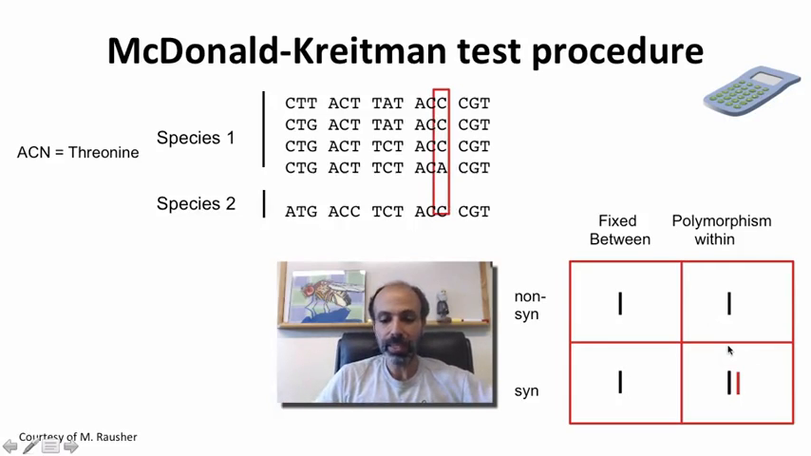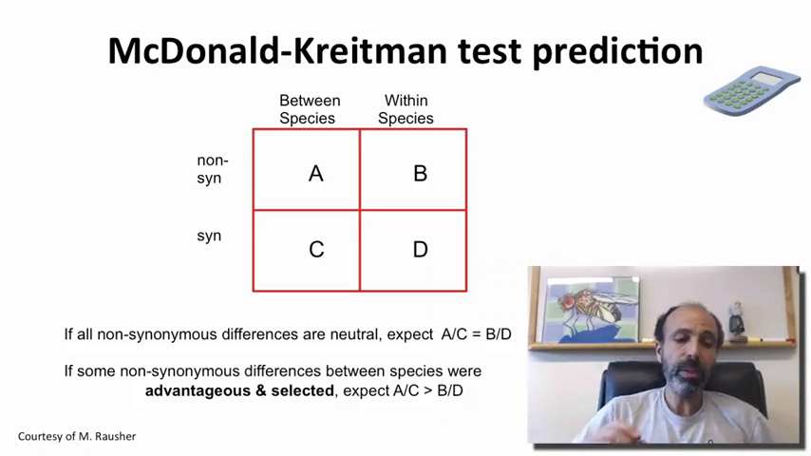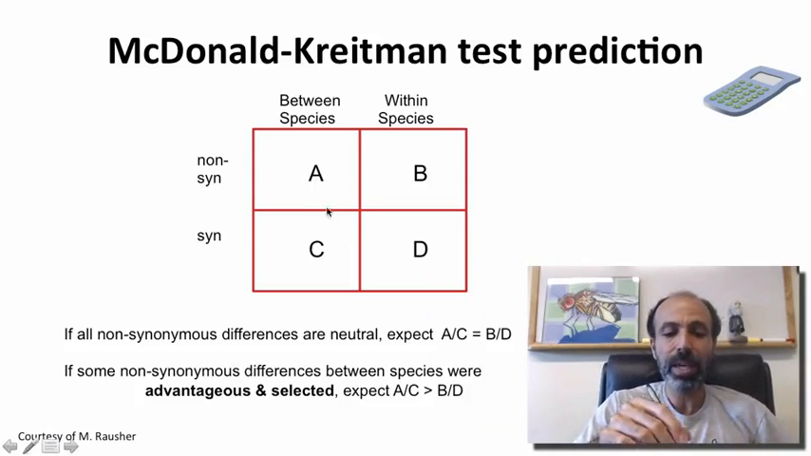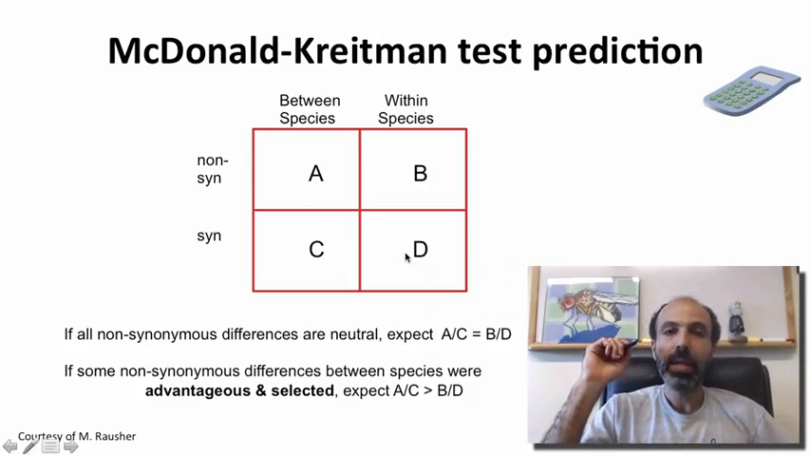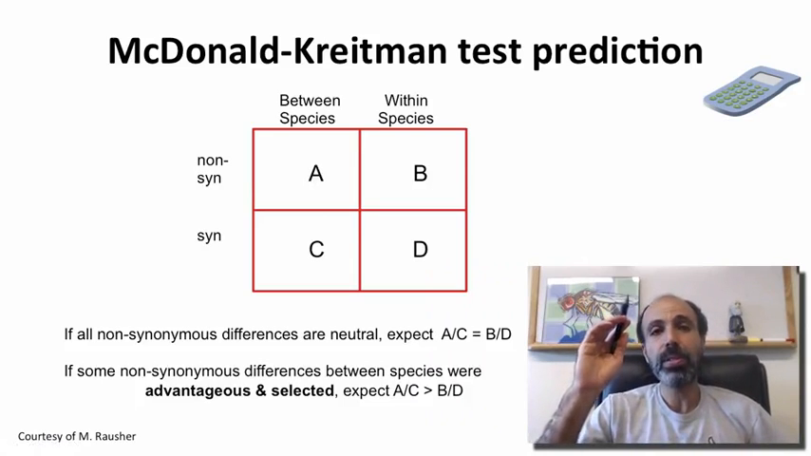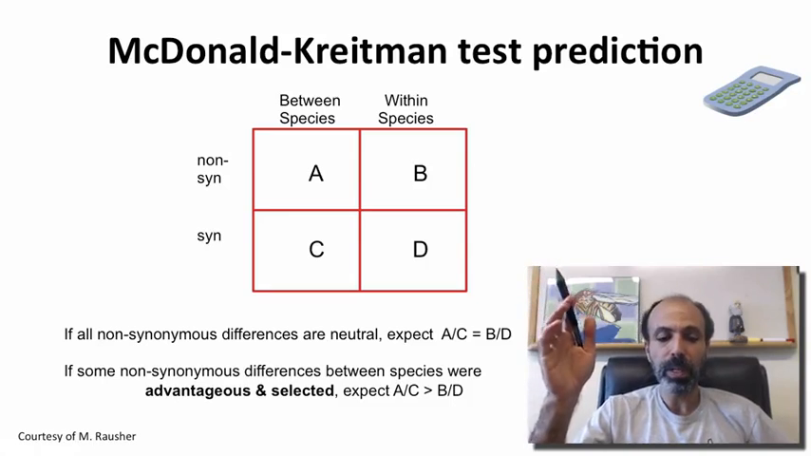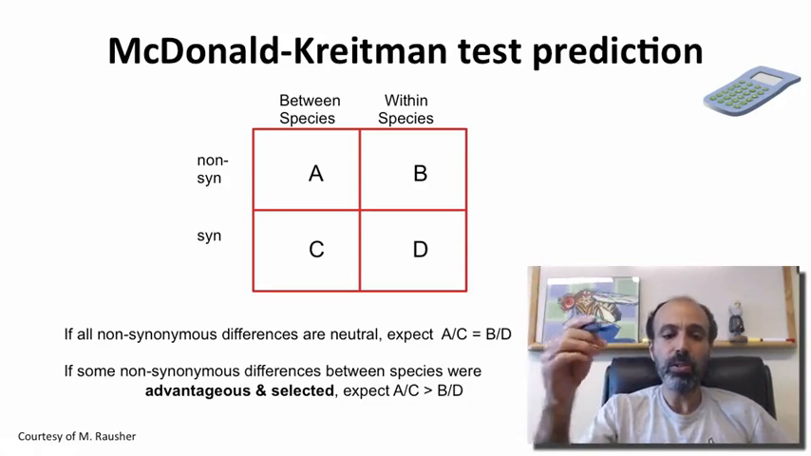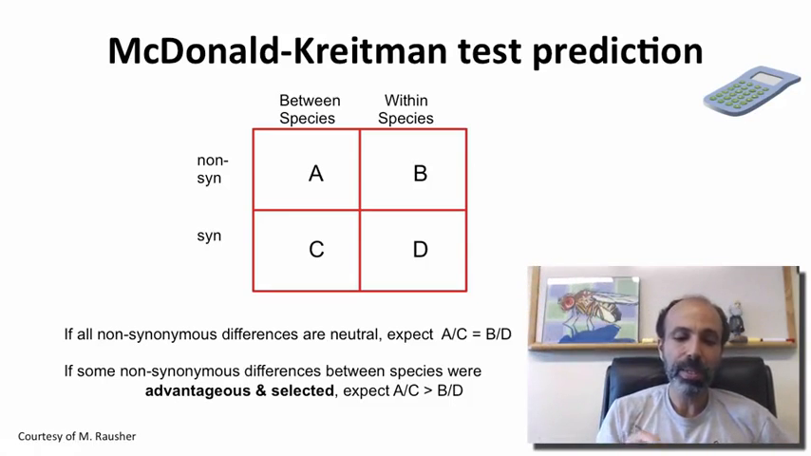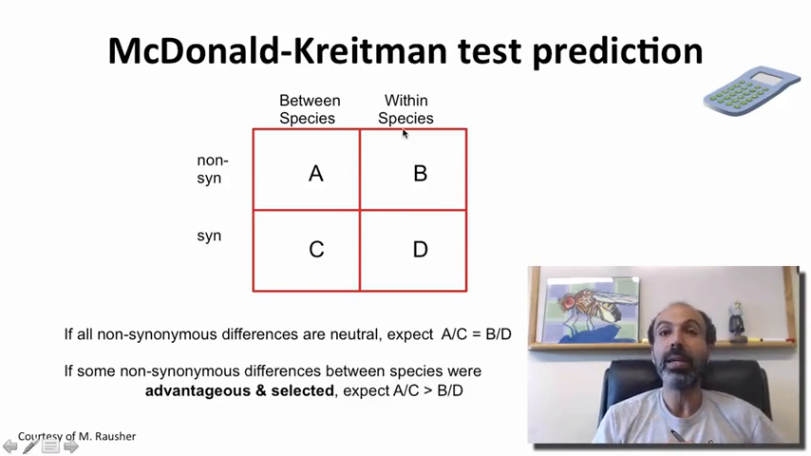So we basically tally these things up, and we have these four numbers that come out. We'll just call them A, B, C, and D for the sake of argument. If all non-synonymous differences are neutral, then we expect A divided by C, this ratio that you see between species, which is essentially reflecting the historical, should be equal to the ratio of B over D, what you see within species, or the present day.